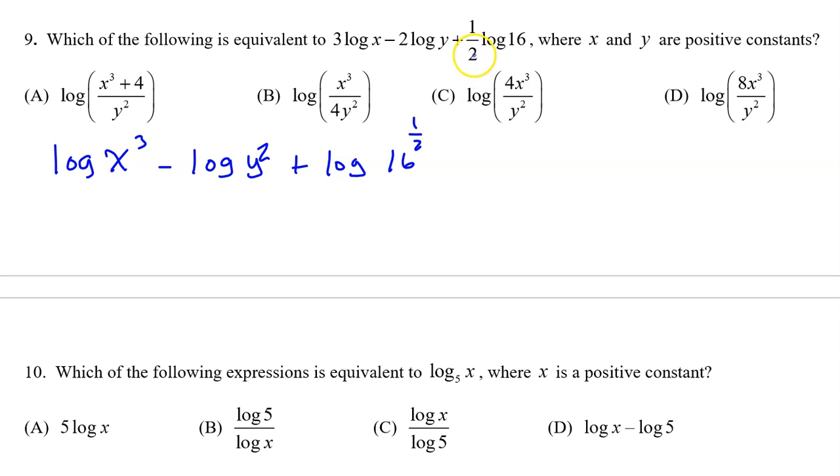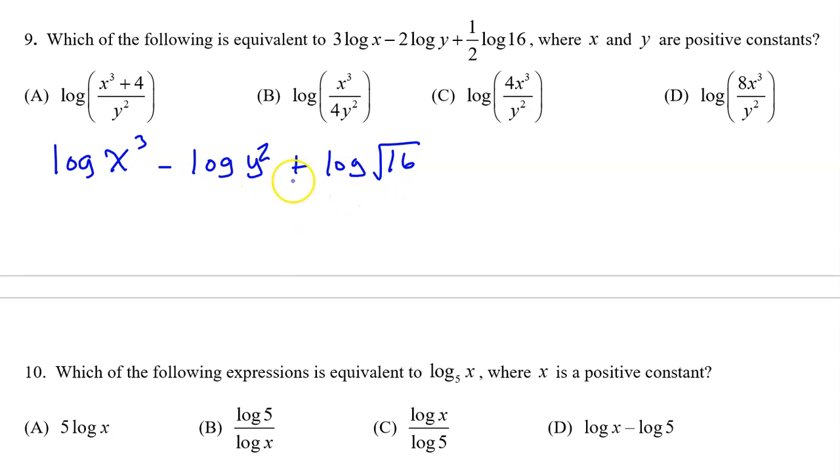However, we know the 1/2 power is really square root. So I could just leave it like this temporarily, or I could go ahead and make it a square root. Either way, the square root of 16 is 4, or 16 to the 1/2 power is 4. So I'm going to make that change as well. I'll make it on the next step.